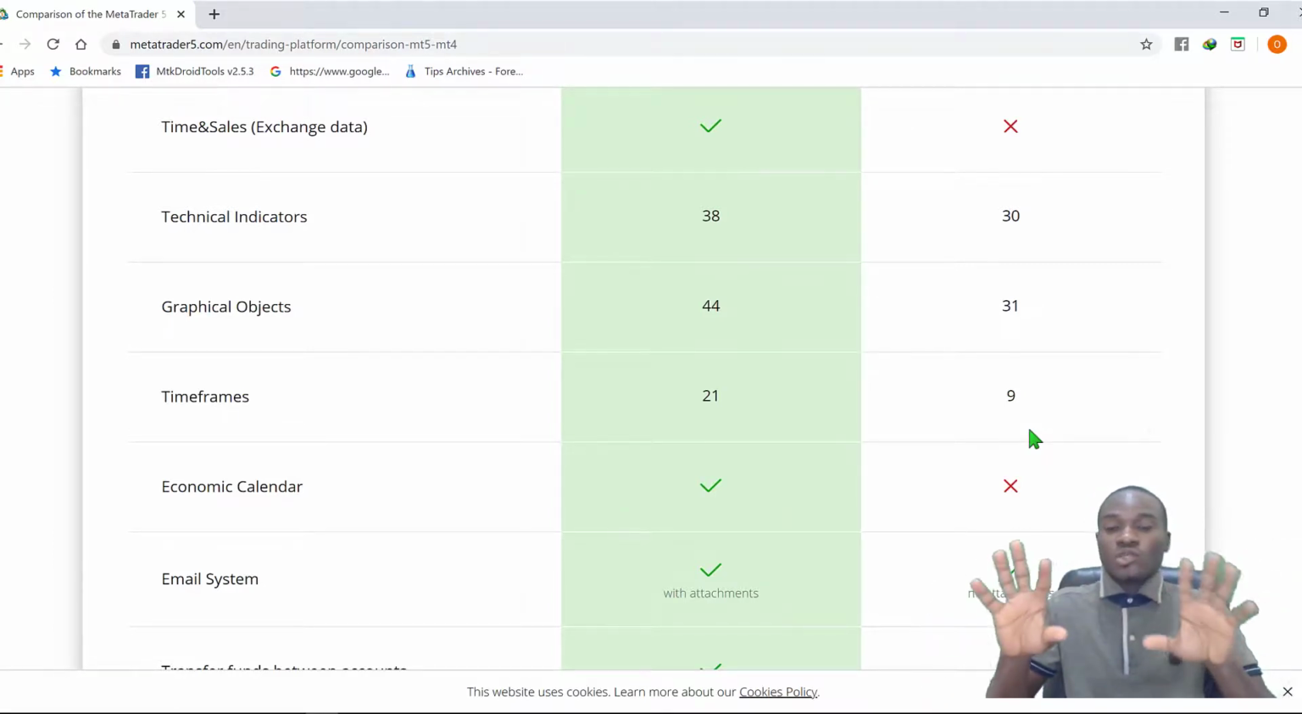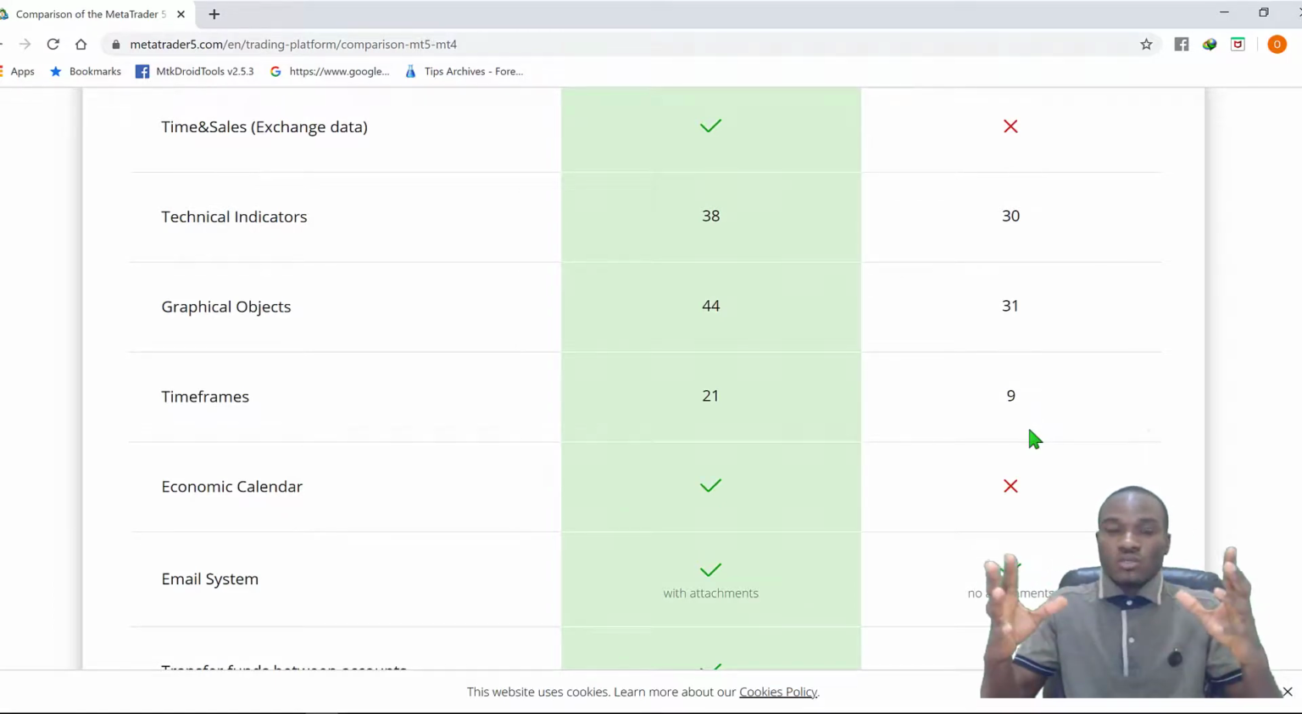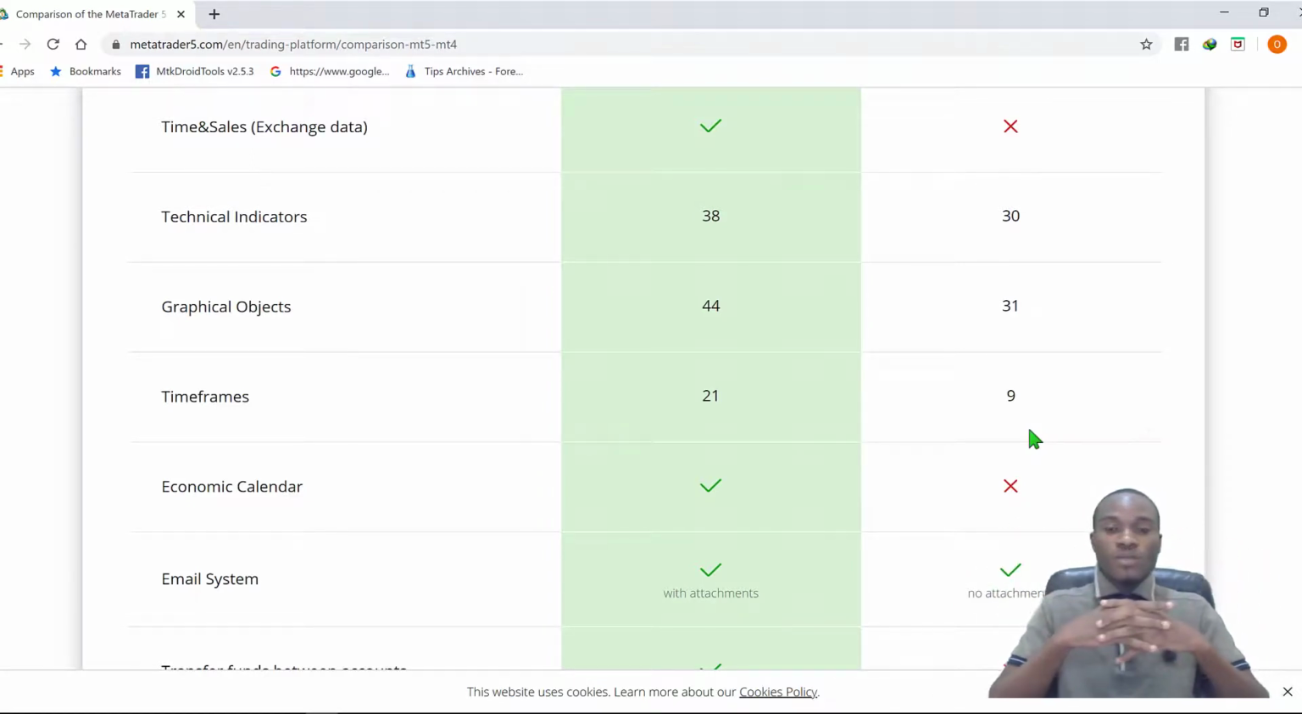Like I said earlier, the most important aspect is to know what you are doing and make sure what you are using is suitable for you, and can offer you the best service you wish and want. So thank you guys. That is everything I need to explain and show you about Metatrader 4 and Metatrader 5.